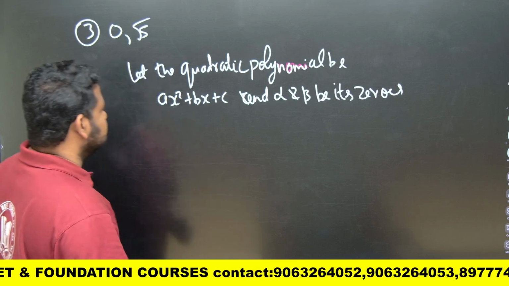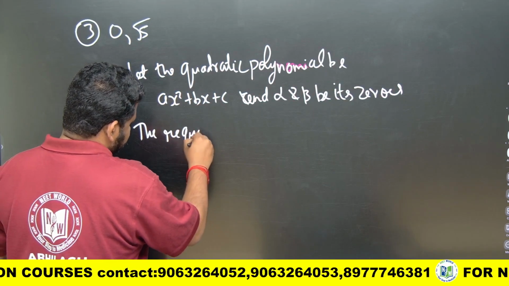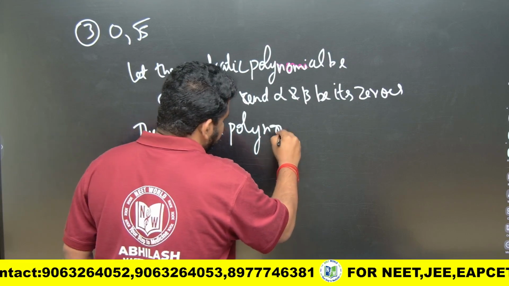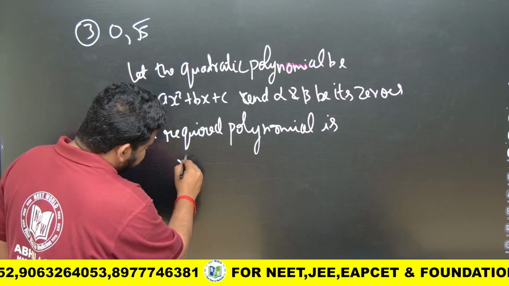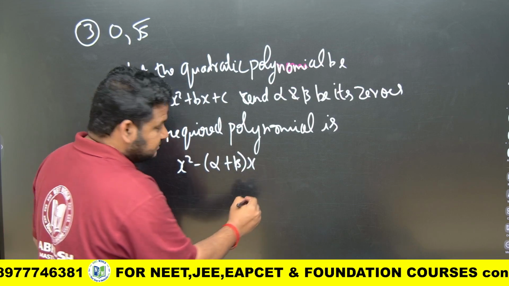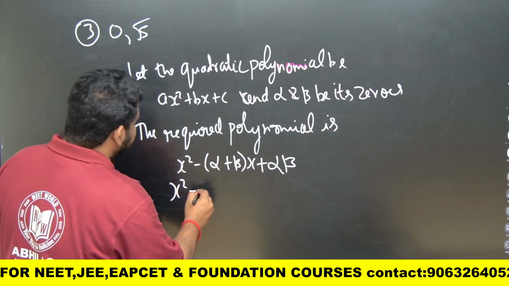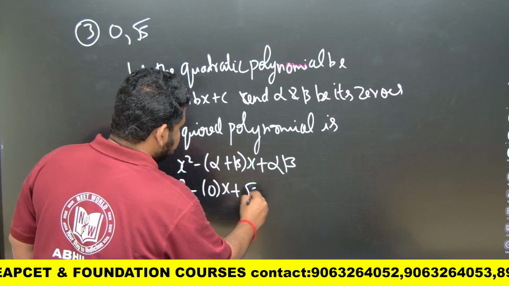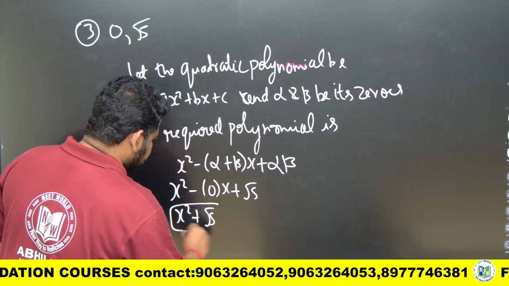Now look at this. The required polynomial is of the form x square minus alpha plus beta x, plus alpha beta. So if I put the values, x square minus alpha plus beta, which is 0, x, plus alpha beta, which is root 5. So this will become x square plus root 5. This is the required polynomial.